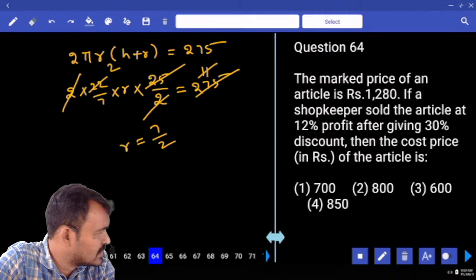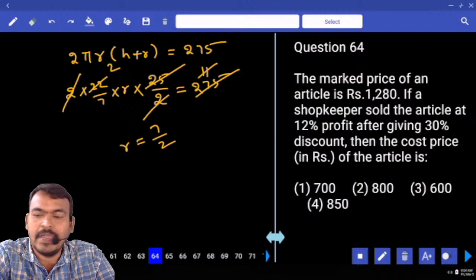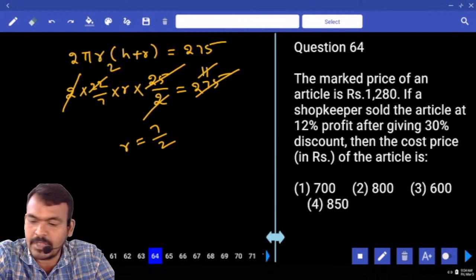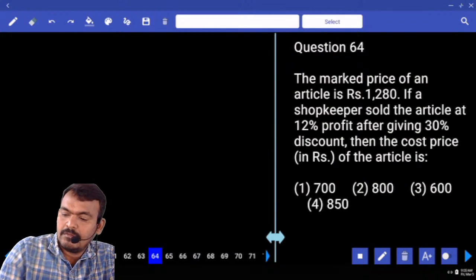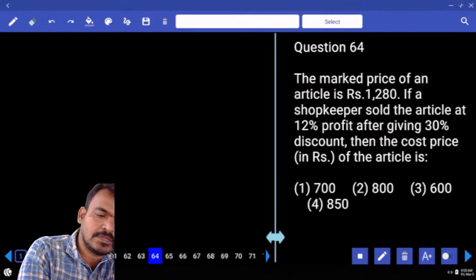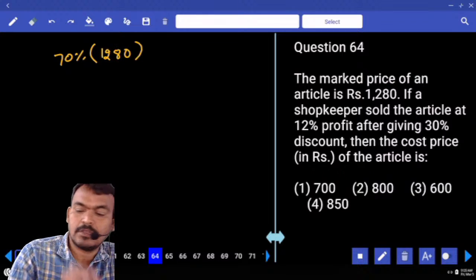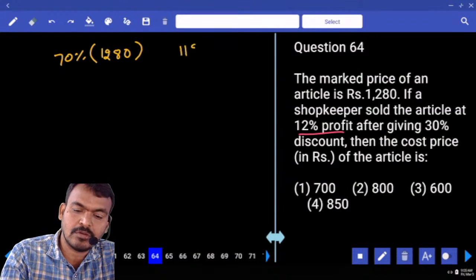Next question, number 64. The market price of an article is 1280. If a shopkeeper sold the article at 12% profit after giving 30% discount, what is the cost price of the article? First, 30% discount means the selling price is 70% of the market price. The market price is 1280. And the profit percent is 12%.